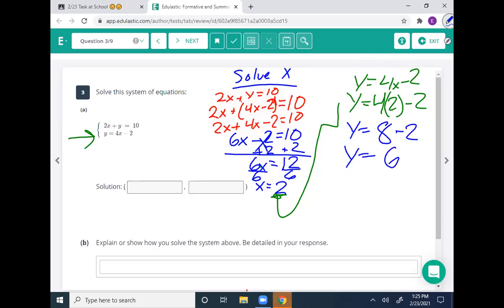Very good. Fantastic job, Carter. Awesome job sticking with it. I appreciate it. Now I need to write my final solution. What am I going to get here, Avery, as a final solution?